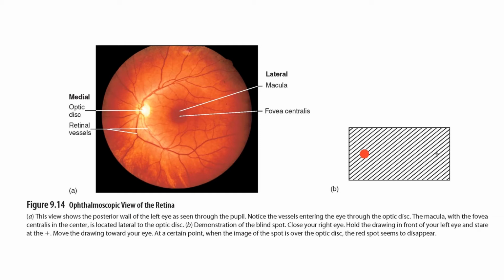So the image B is actually a demonstration of the blind spot. So close your right eye, hold the drawing in front of your left eye, and then stare at the plus sign, and then move the drawing towards your eye. At a certain point, when the image of the spot is over the optic disc, the red spot seems to disappear. So you may actually try this one, experimenting with your blind spot.